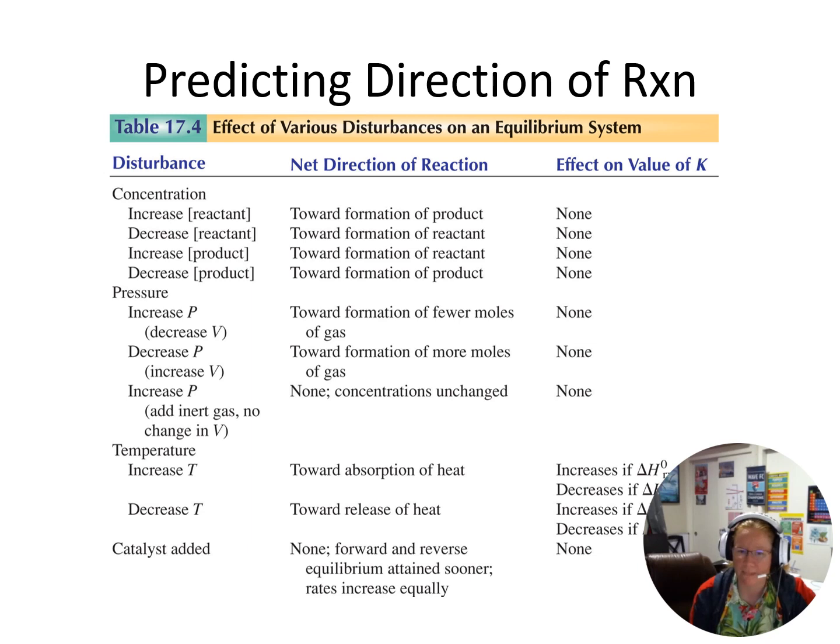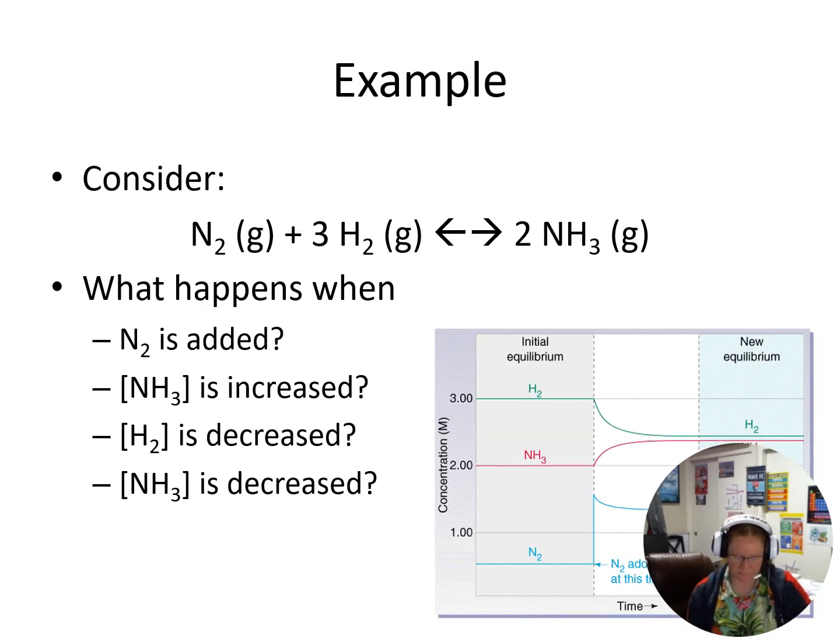Okay? And then if I look at pressure or volume, if I decrease the volume, I'm going to shift toward less gas. If I increase the volume, I'm going to shift toward more gas. And then temperature, it depends on if it's exothermic or endothermic. All right, so let's take a look at a couple examples. Okay, so here I have an example. We want to know which direction everything shifts when these things occur.